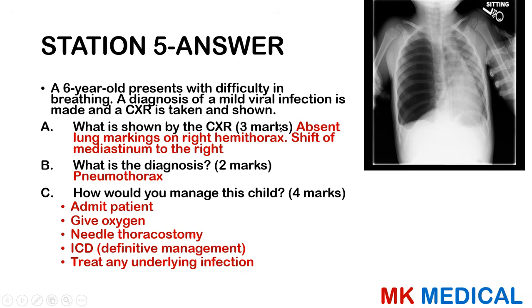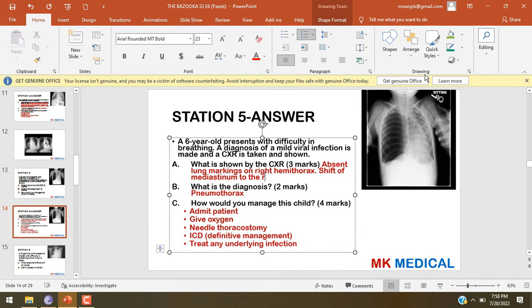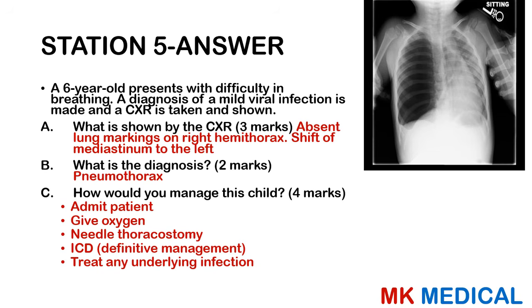So this is absent lung markings on the right hemithorax. As you can see, we can't see any lung markings here. We can also see that there is now the shift of the mediastinum. I've corrected both of them. So there's a shift of the mediastinal structures towards the left, not the right, the left. I don't know what's happening, I'm switching my sides.